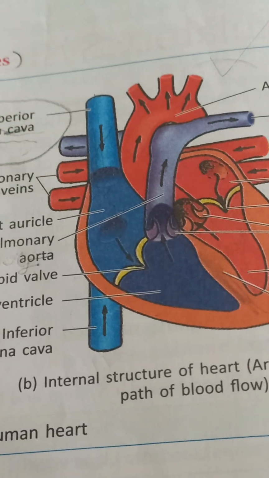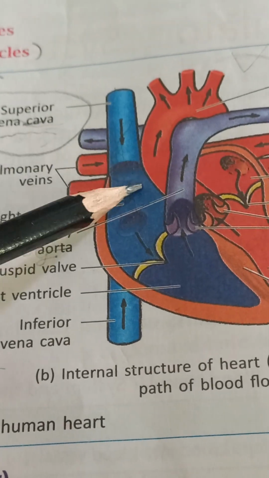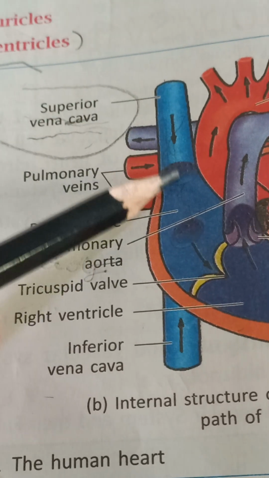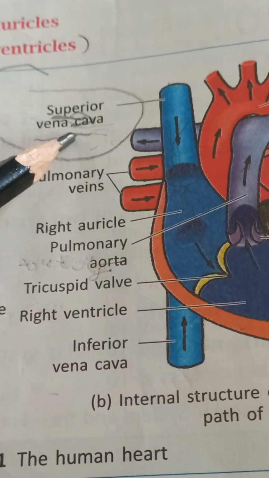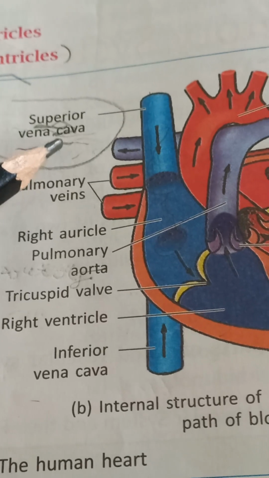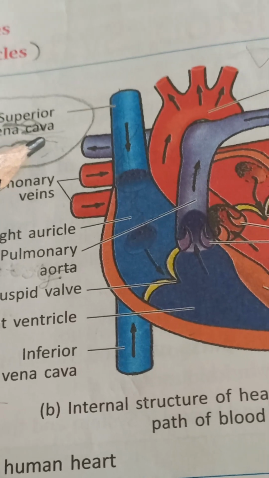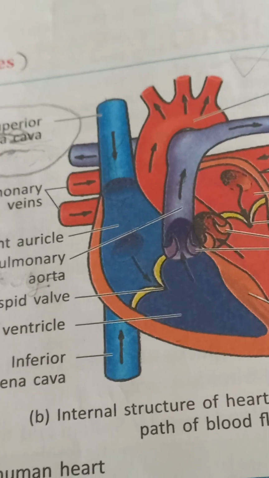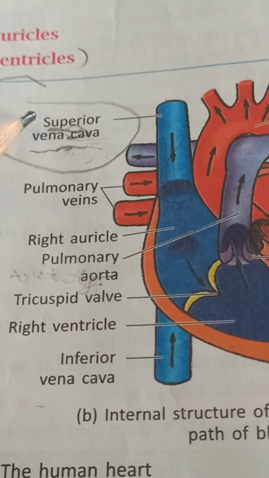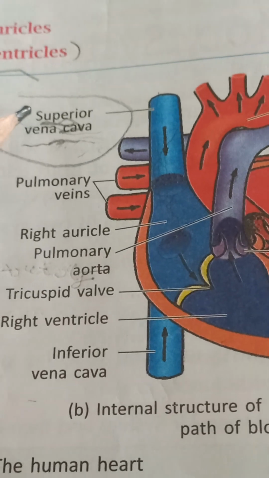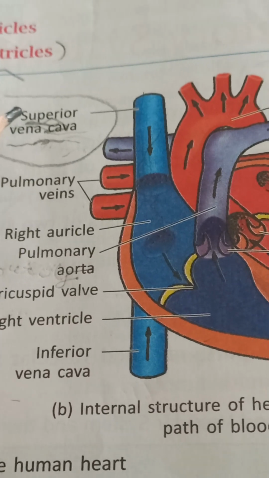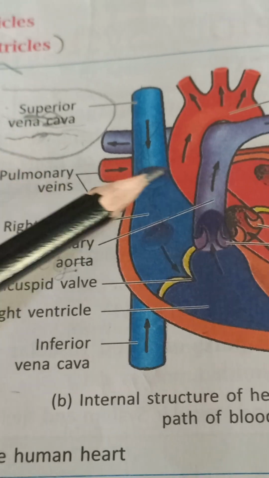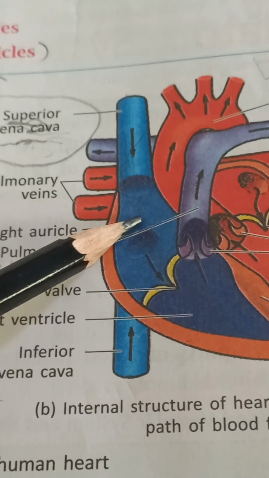Here there is a blood vessel which is entering the right auricle, that is the superior vena cava. Why superior? Vena cava means it is a vein carrying deoxygenated blood. Deoxygenated blood contains more carbon dioxide and very little oxygen. So the superior vena cava collects deoxygenated blood from all the organs above your heart, that is from the head, neck, shoulder and the chest region, and brings it to the right auricle.